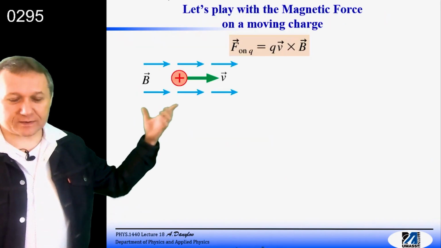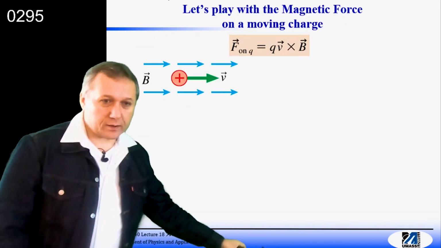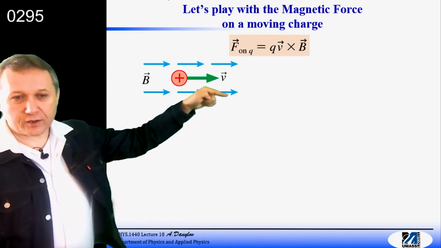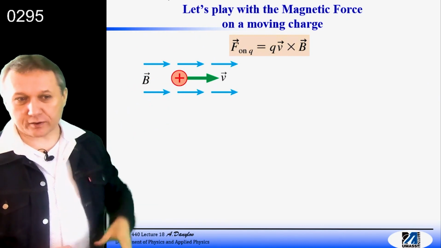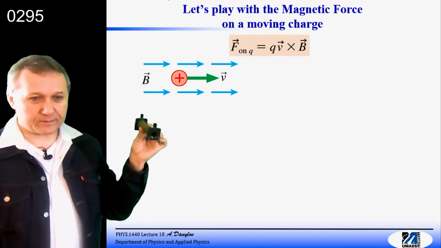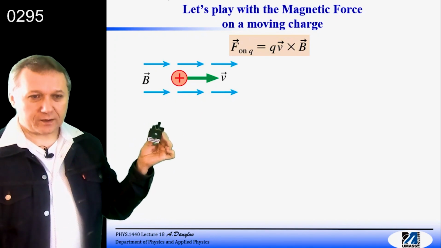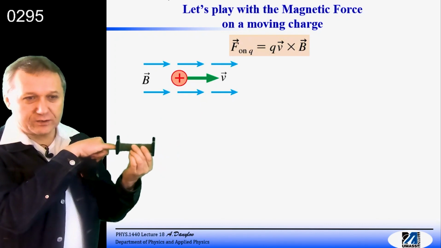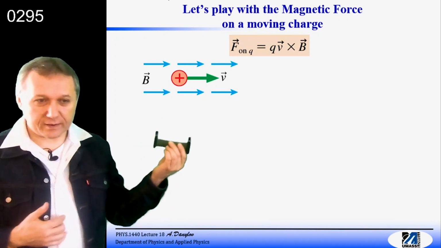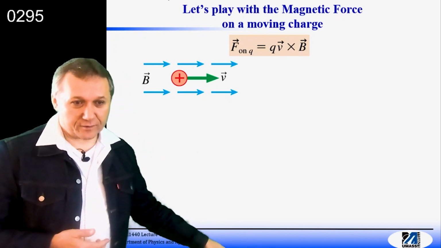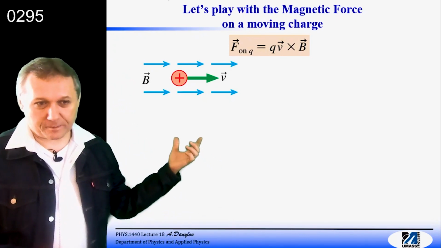Let's look at this case. You see a uniform magnetic field, and a positive charge flies along the magnetic field lines. It's like if you take a solenoid and send a particle along the axis of the solenoid. In this case, the charge will fly along the magnetic field lines. So what will be the direction of the force?